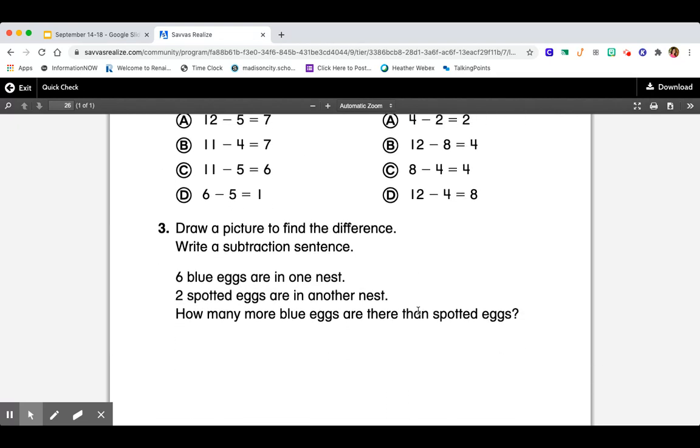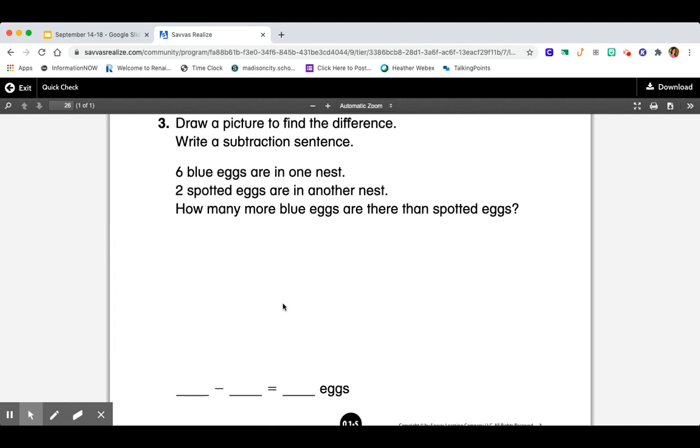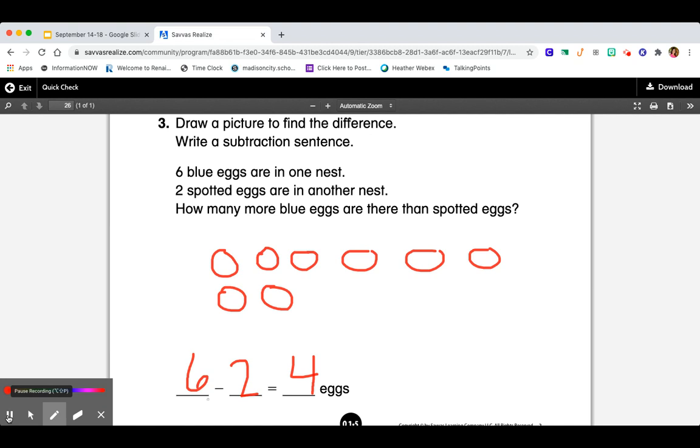Now I want you to look at number 3. This one is one that you're going to draw a picture to find the difference and write the subtraction sentence. So I want you to quietly go ahead and answer number 3 on your own in your math notebook. And then when you're done, I want you to come and resume here in our video. All right, so let's see how you did.